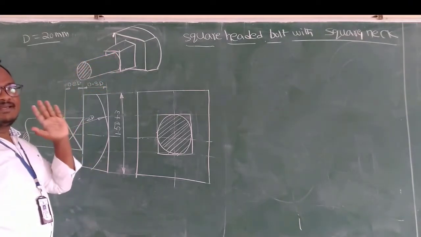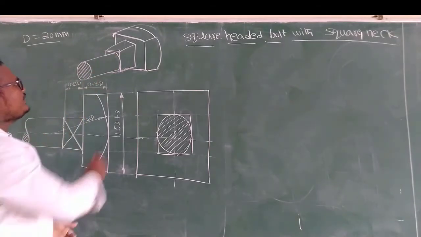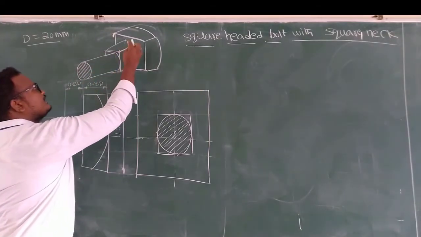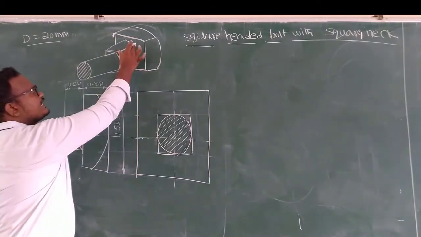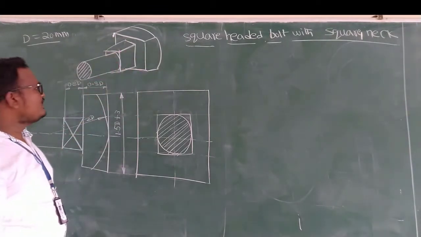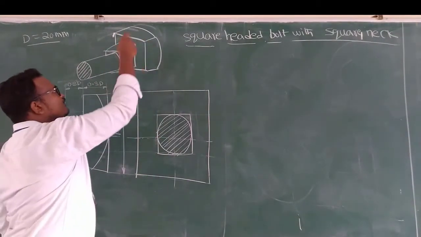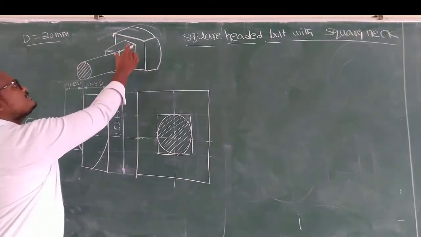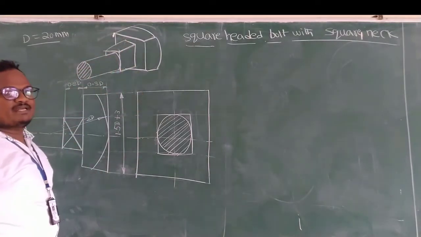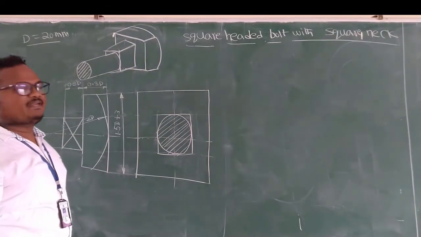That is the neck. The neck dimensions are also D only. Here the neck width is there. This neck width is 0.8D. So here this is the head. The head width is also 0.8D only. That means the neck width is 0.8D and the head width is also 0.8D.